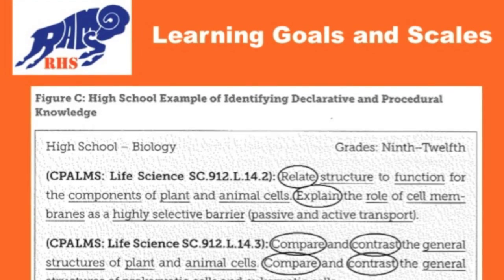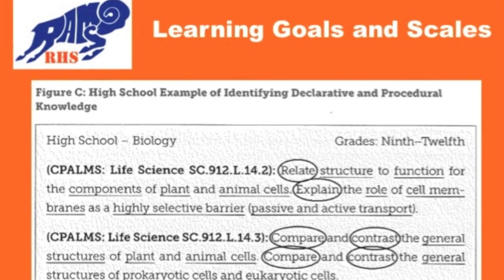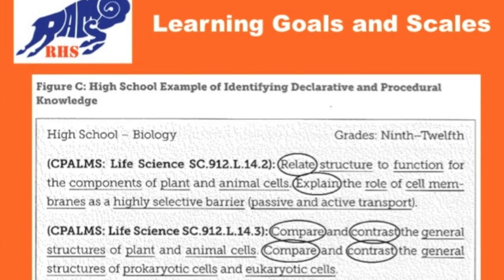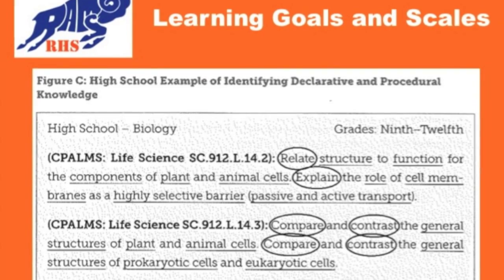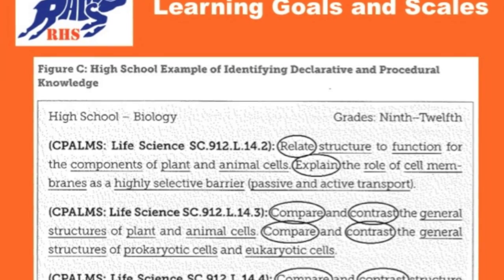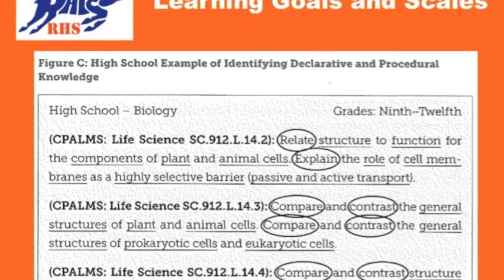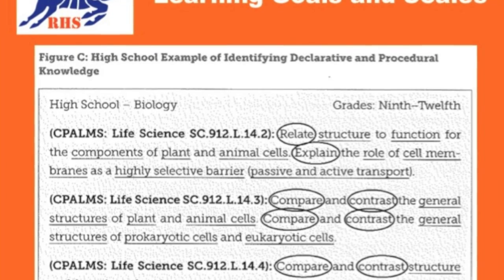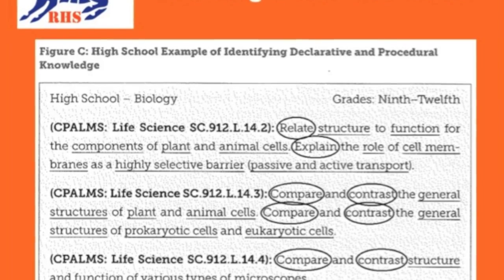Take a minute to review these high school biology standards. Notice that the nouns are underlined and the verbs are circled. This will help you unpack the standard so that you can chunk it out and put the learning goal and scale into student-friendly terms.